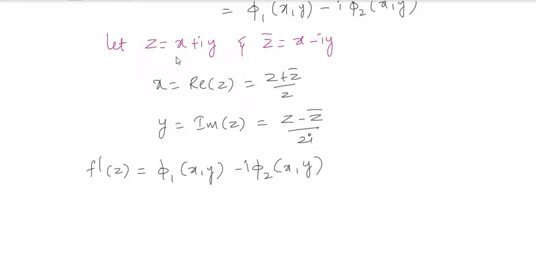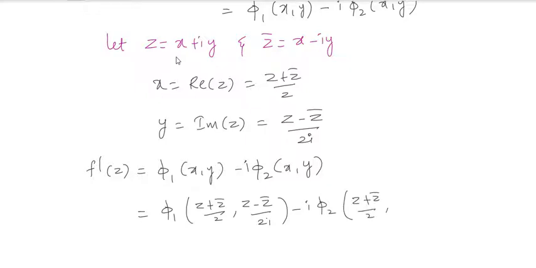So now I have to replace this x with (z plus z bar) by 2, and y with (z minus z bar) by 2i. So if I replace, I'll have phi 1 of x will be (z plus z bar) by 2, then y will be (z minus z bar) by 2i, minus i into phi 2 of again (z plus z bar) by 2 comma (z minus z bar) by 2i. I will replace it like this. Am I right or not?